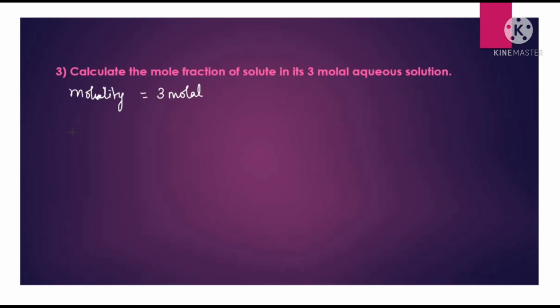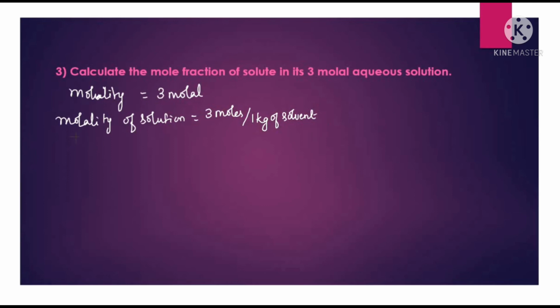Now how to find out? So molality of solution is equal to 3 molal. That means 3 moles of the solute is present in 1 kilogram of solvent. So actually what is molality? It is nothing but the number of moles of solute in 1 kilogram of the solvent. So this is how. 3 moles of the solute is present in 1 kilogram of the solvent.